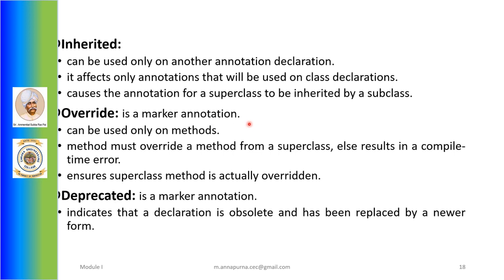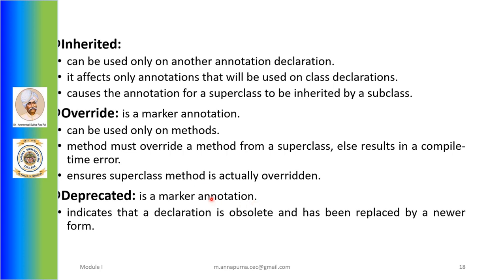@Override annotation. The @Override annotation is a marker annotation that can be used only on methods. A method annotated with @Override must override a method from a superclass. If it does not override, a compile time error will result. It is used to ensure that a superclass method is actually overridden and not simply overloaded.